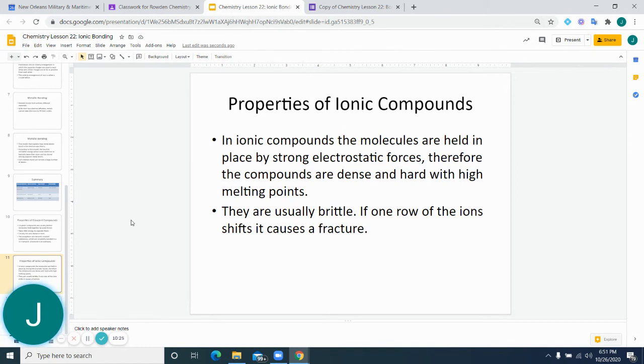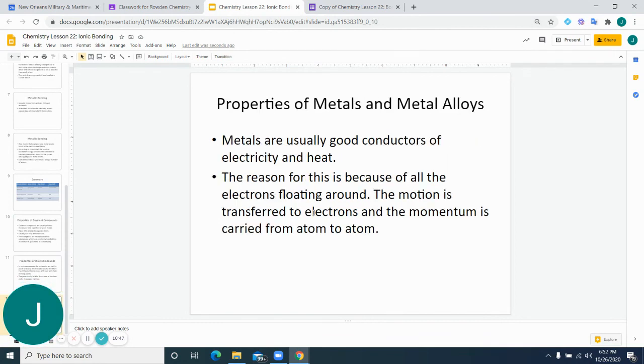Properties of ionic compounds. With these, what will happen is you have very, very strong ionic bonds, so you have strong electrostatic forces, and so what will happen is the compounds are dense and hard, and it's really hard to melt them. What will happen is they can be brittle due to the fact that they're in tightly bonded rows. So what will happen is you can fracture one row off. So they'll be strong, but the pieces can be chipped off.